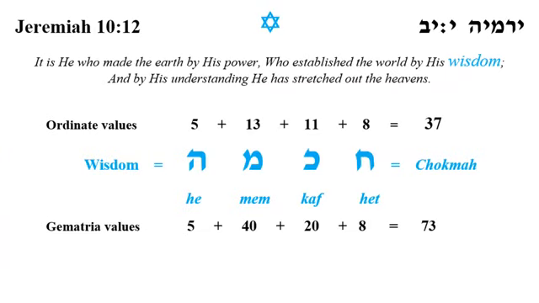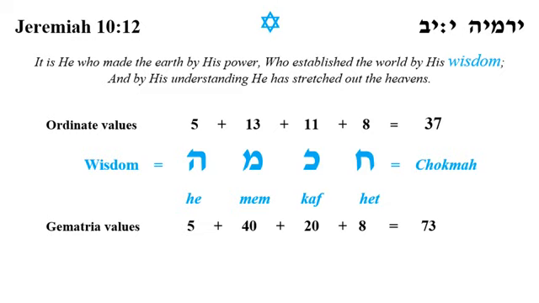There's a verse in Jeremiah, chapter 10, verse 12. It says, it is he, we're talking about God, who made the earth by his power, who established the world by his wisdom, and by his understanding he stretched out the heavens. The word for wisdom in Hebrew is chakma. There are some letters here we haven't seen, but I have them on the screen. I wanted to show you the ordinal values versus the gematria values of this word chakma, because it says he established the world by his chakma. Let's see what chakma is in the Hebrew.